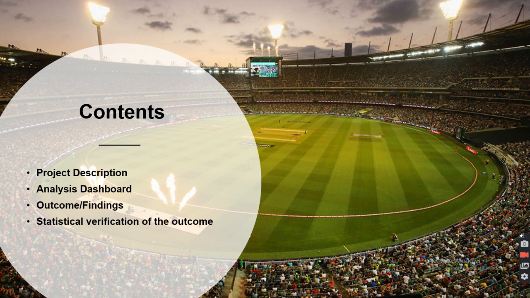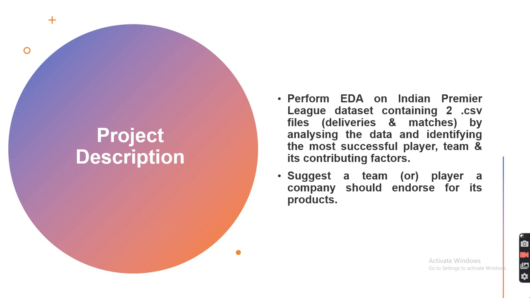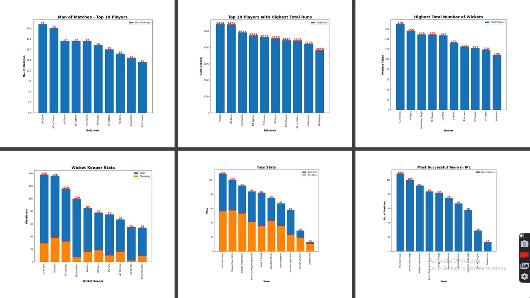So the contents are the project description, analysis, dashboard, outcomes, and the statistical verification, as I told you. The project description is all about performing EDA on the datasets. There are two datasets, deliveries and matches, and they need to be analyzed to identify the most successful player, team, and contributing factors, and to suggest a team and a player for a company to endorse its products. So the analysis which I did, I will take you through on the analysis screen.